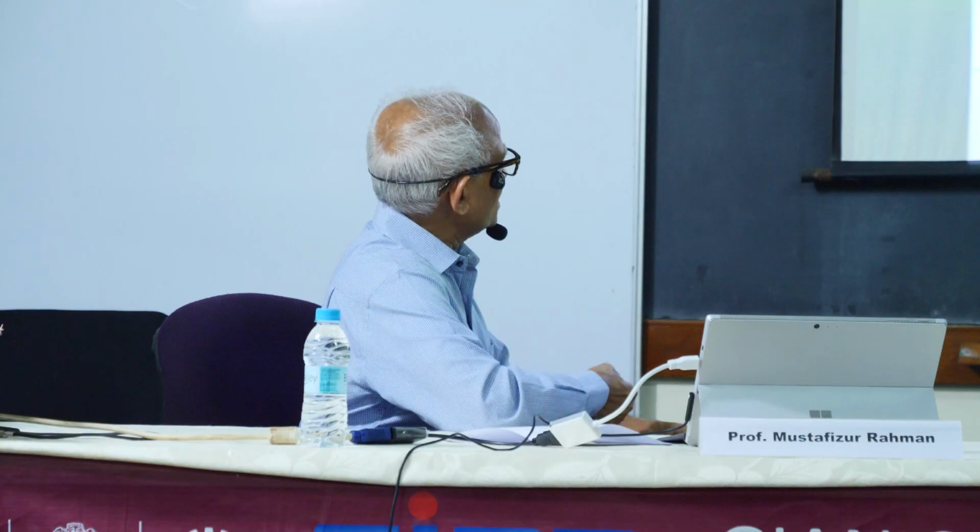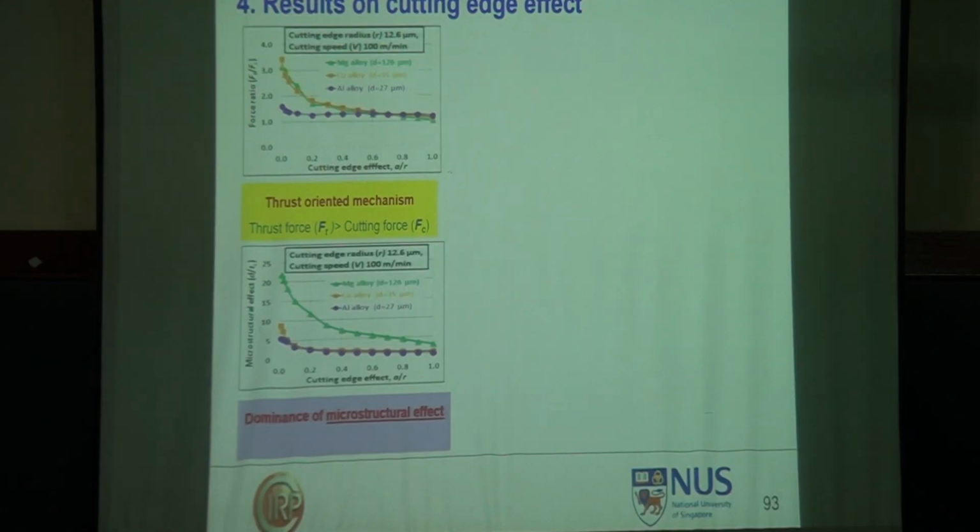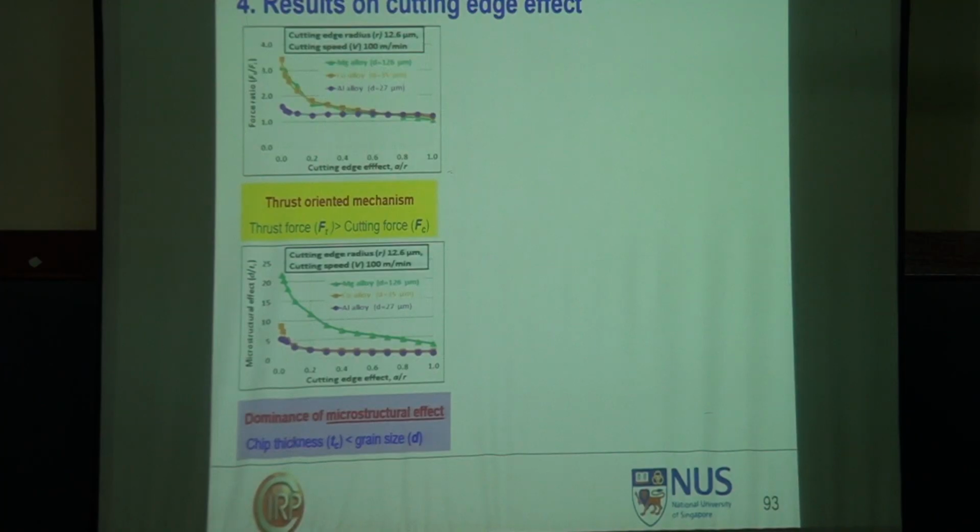So here you see dominance of microstructure effect. Okay? So that way he connected chip thickness TC, and it is much lower than grain size. If you are exceeding the grain size, you may end up getting crack along the joining line. So that means, please remember, you are cutting grain.